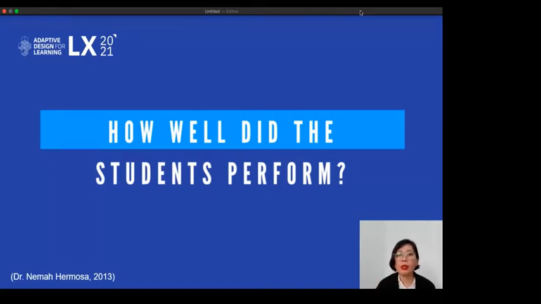The second sub-question is, what do students need to improve upon? So this is the part that teachers have information that will help them adjust the instruction.